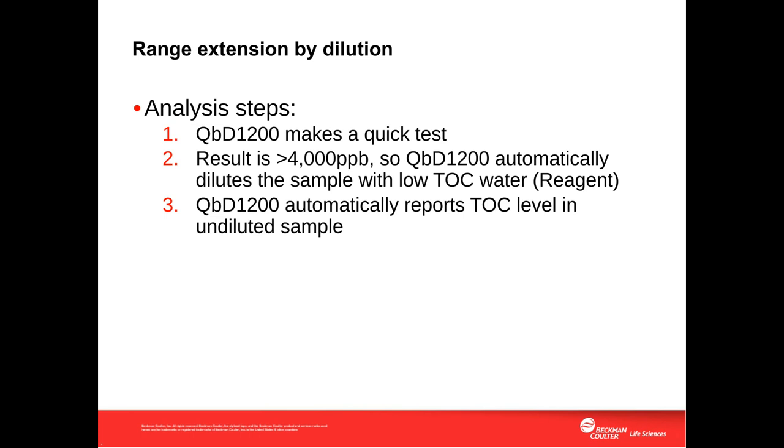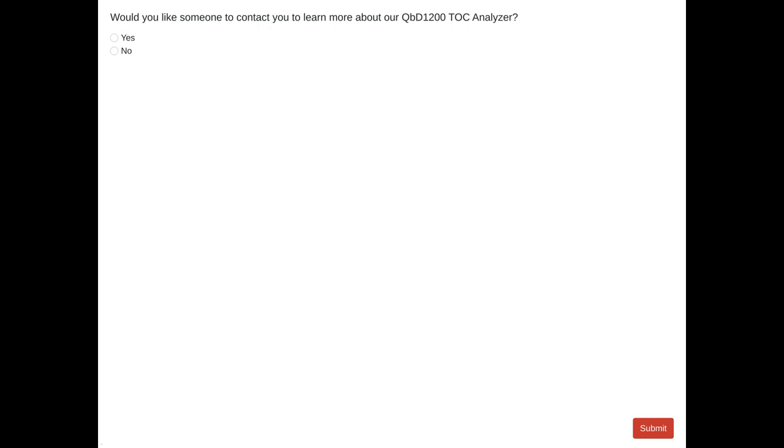In samples up to 4,000 ppb, TOC sample dilution is not required, as the amount of sulfate added automatically each time by the QBD will successfully analyze this level of TOC. Above this level, the QBD automatically determines the amount of sulfate to add, and so the user does not need to guess.